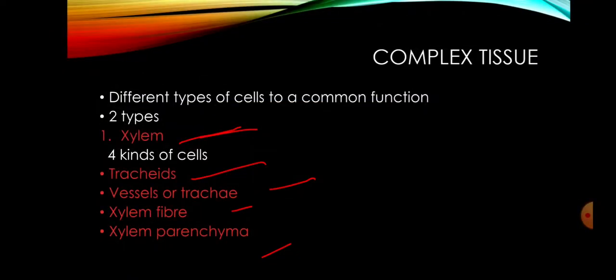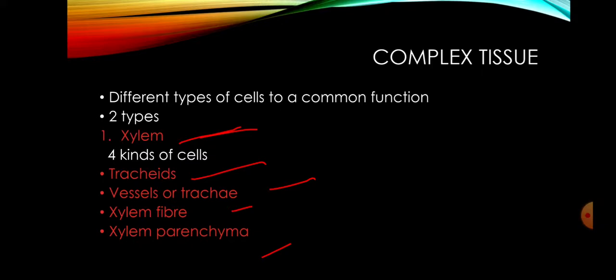Tracheids are absent in angiosperms and present in the primitive plants. The vessels are present in the angiosperms and not present in the primitive plant types. Then xylem fibers are present in angiosperms also, and they have extremely thick walls with very narrow lumen.